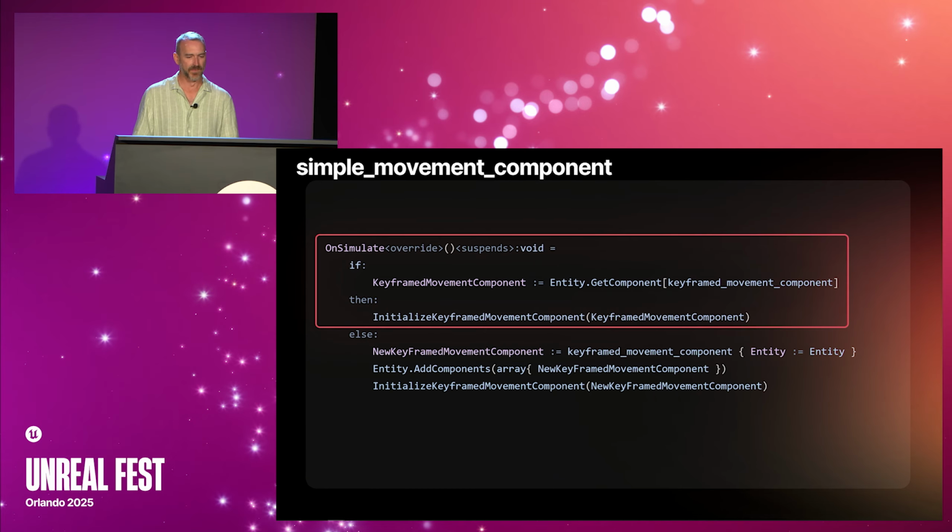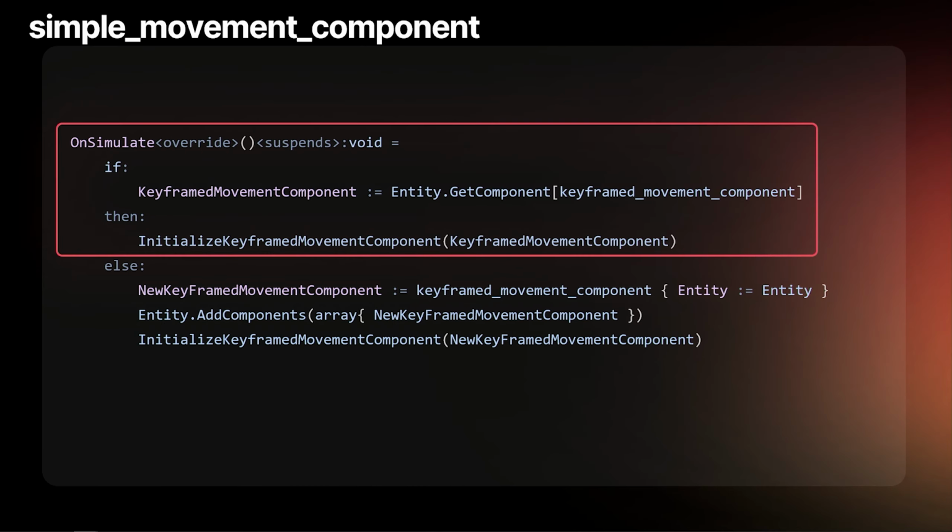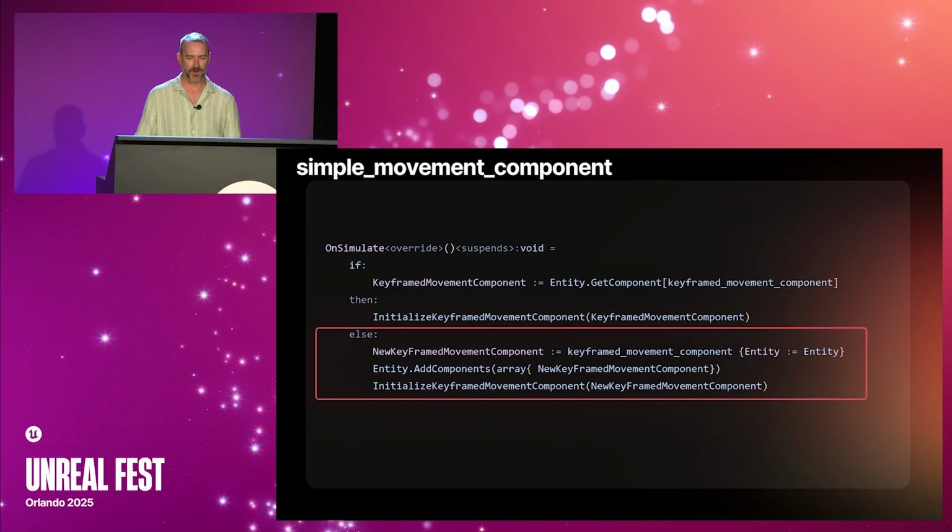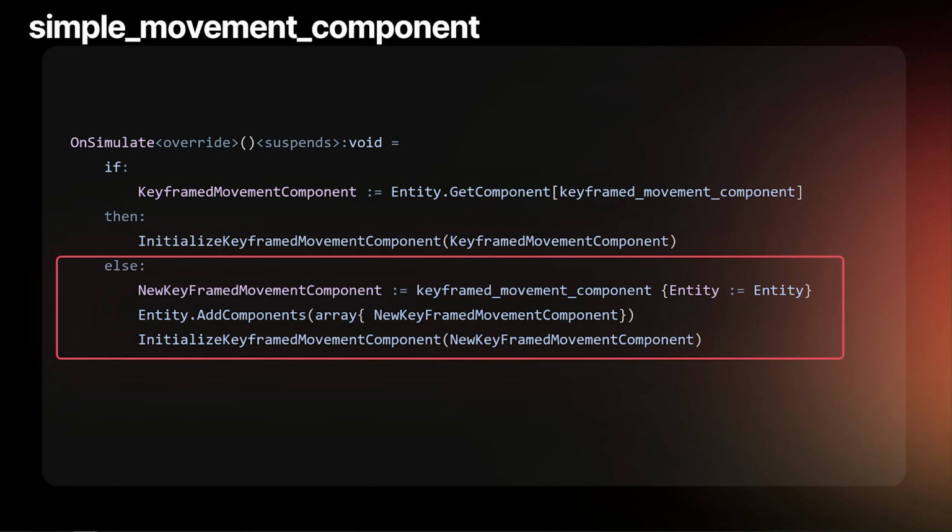And then when the simulation begins, I get the keyframe movement component, which is our component that is doing all the animation. Our simple movement component here is a Verse component that mainly is just data that we're feeding into the keyframe movement component. And so if we have a keyframe movement component, then we can go ahead and feed in all the data for it. But if we don't have a keyframe movement component, we can just create one at runtime, add it to the entity, and then set it all up. So we have a lot of flexibility there.